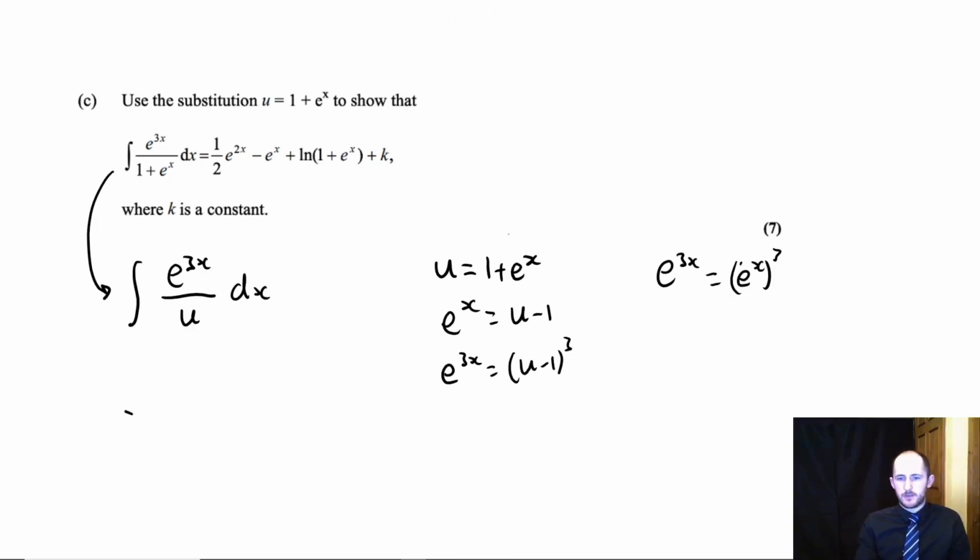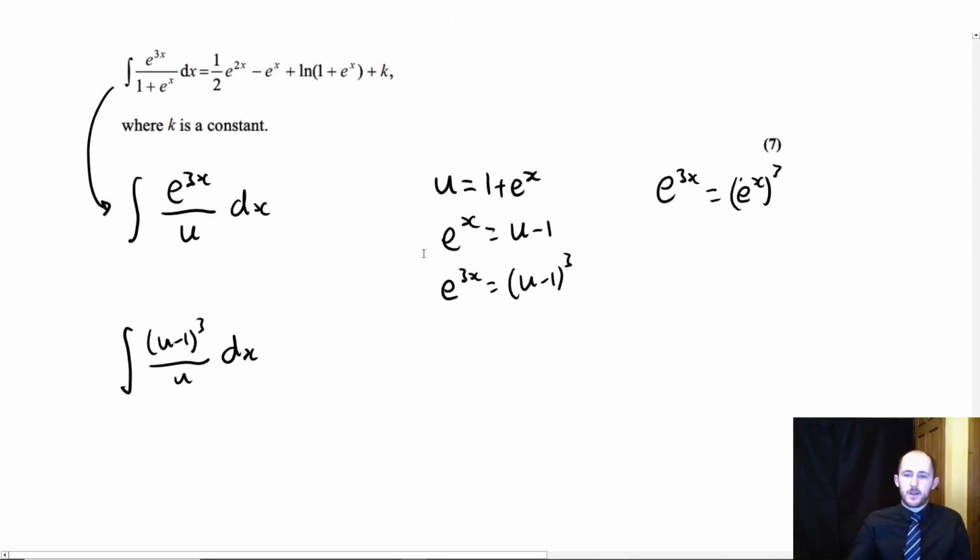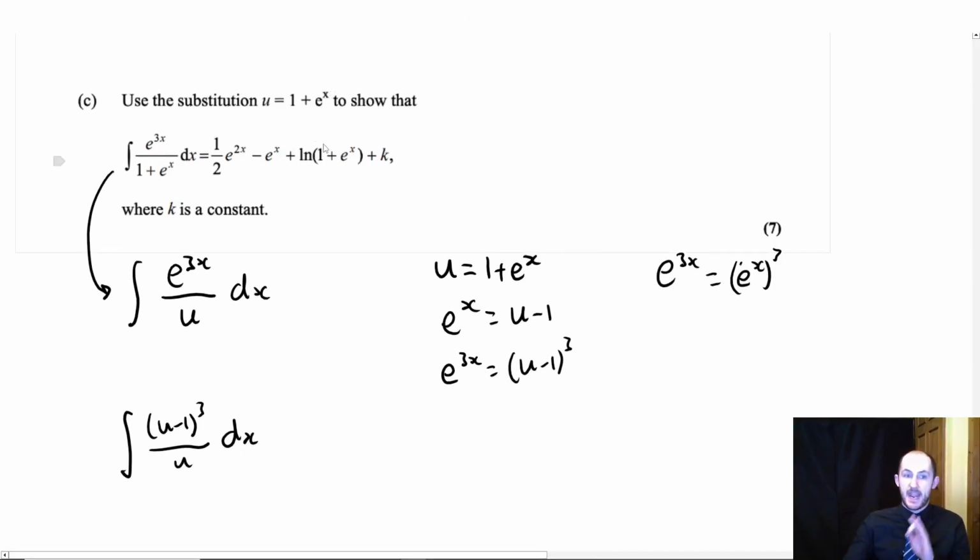Okay, so now I do it. So now I have u minus 1 cubed over u dx. Okay, now I can start integrating, right? No. Because look, I have u's and I'm integrating with respect to x. Well, that would just be add an x on the end. But u is a function that depends on x.